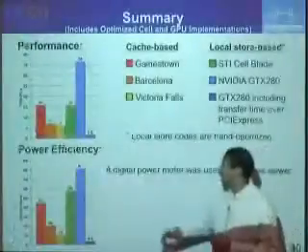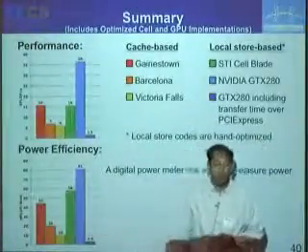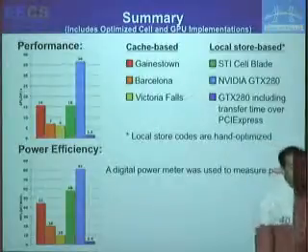We also looked at the power efficiency, and we basically hooked up a digital power meter to each of these systems to figure out how much power it draws. And what we saw is that the local store-based machines actually do much better. And again, you're explicitly controlling the data movement, which helps save some power.